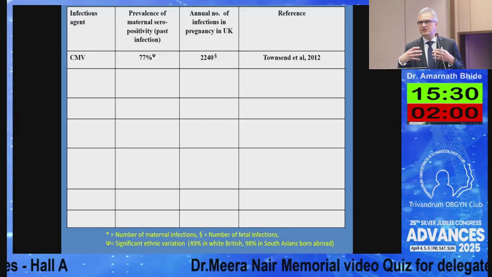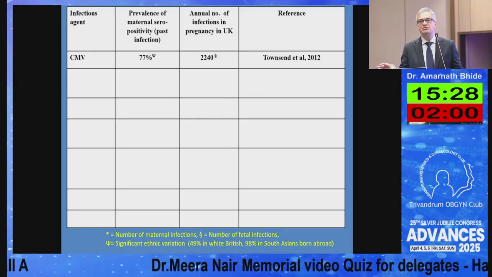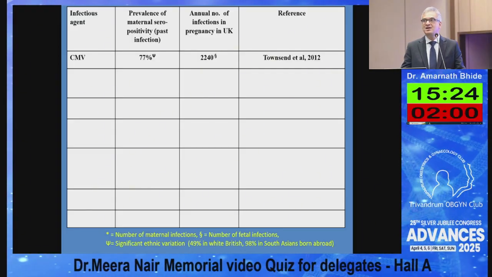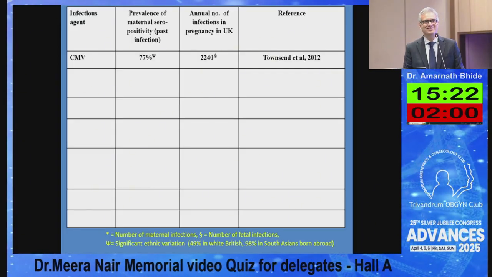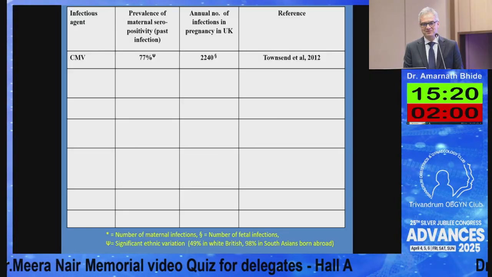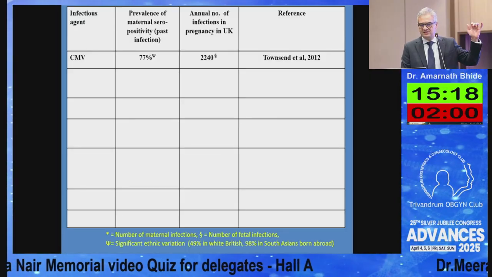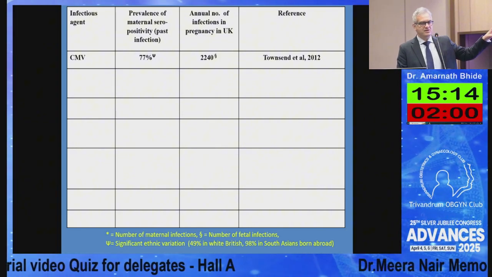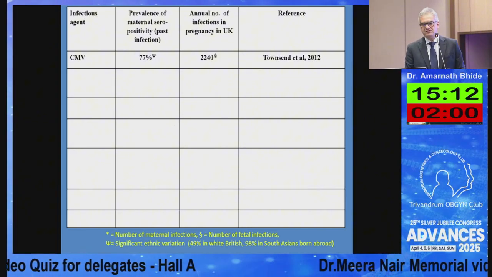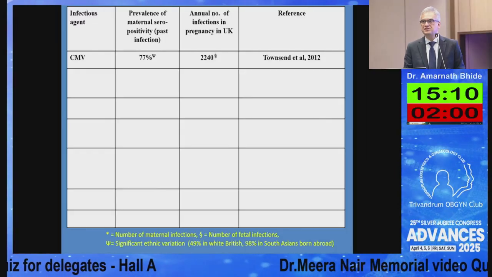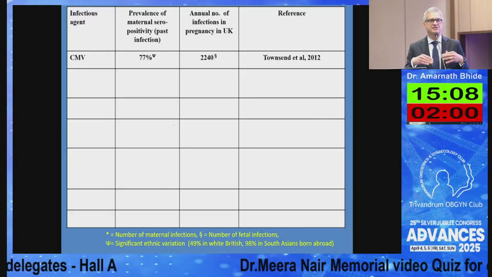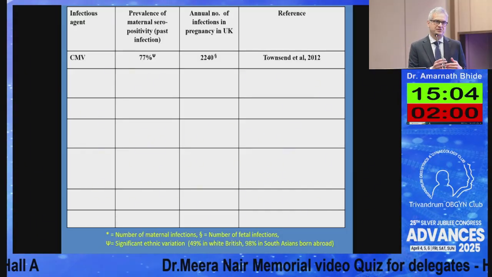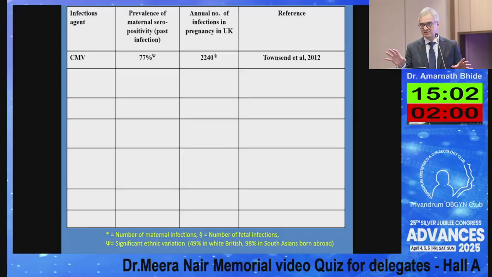Now, before we actually talk about infections, we need to know the burden of the disease. And I can't tell you about India. I can only tell you about the country that I work in. And top of the list, as I said to you, is cytomegalovirus. So here you see the prevalence of maternal seropositivity. What does it mean? If somebody is seropositive, they cannot get the infection in pregnancy. They are protected. They've got the antibody.